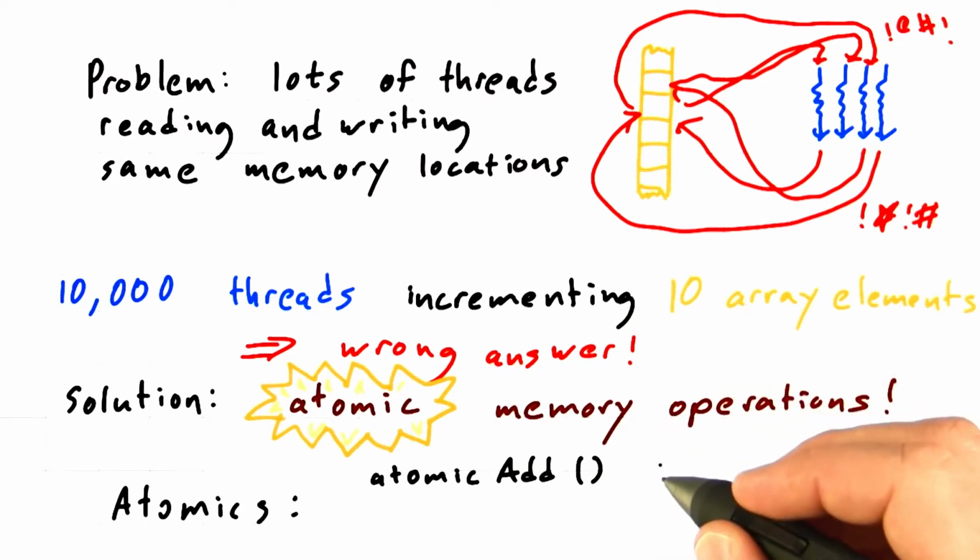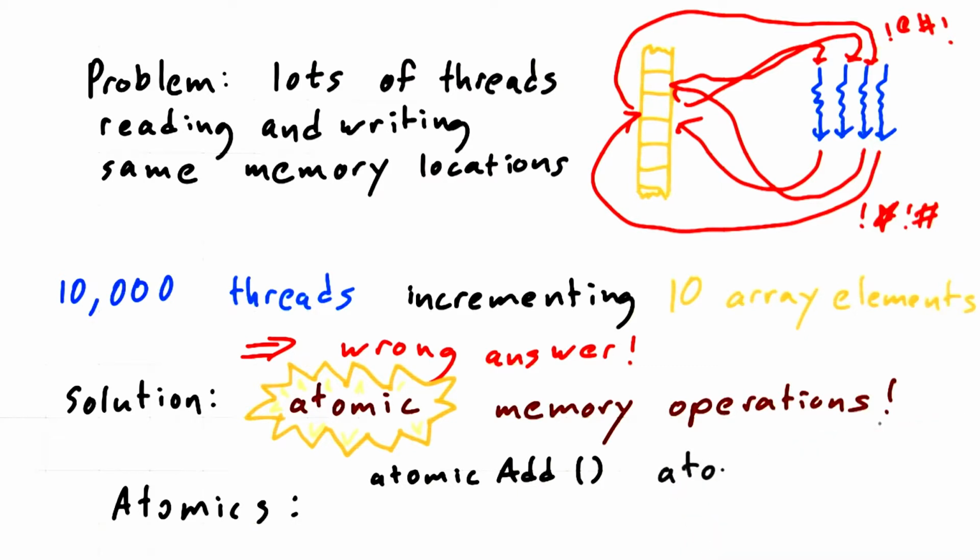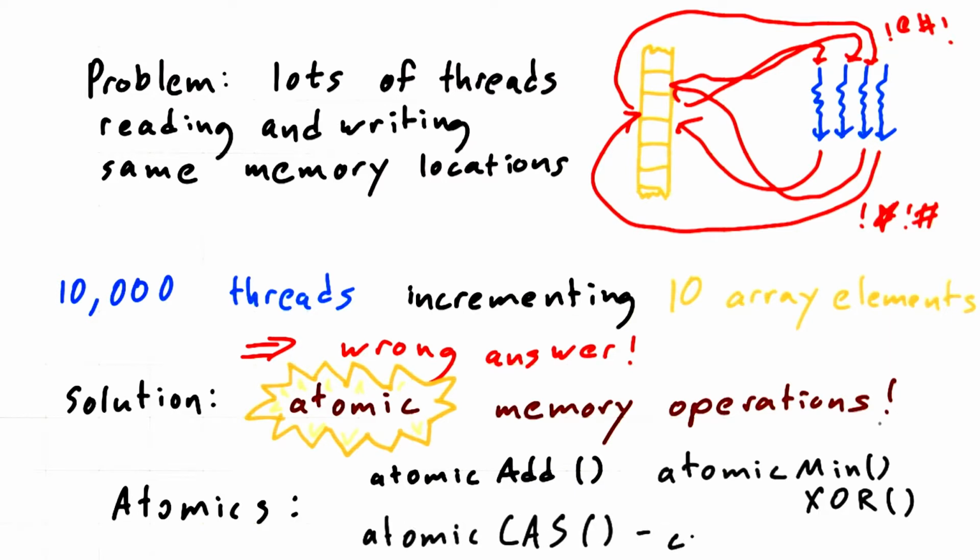And there's a bunch of atomics. You can get the list in the programming guide, but some of the examples that you might use are atomic add, atomic min, atomic XOR, and so forth. A particularly interesting one is called atomic CAS, which stands for compare and swap. Let's look at how these work.